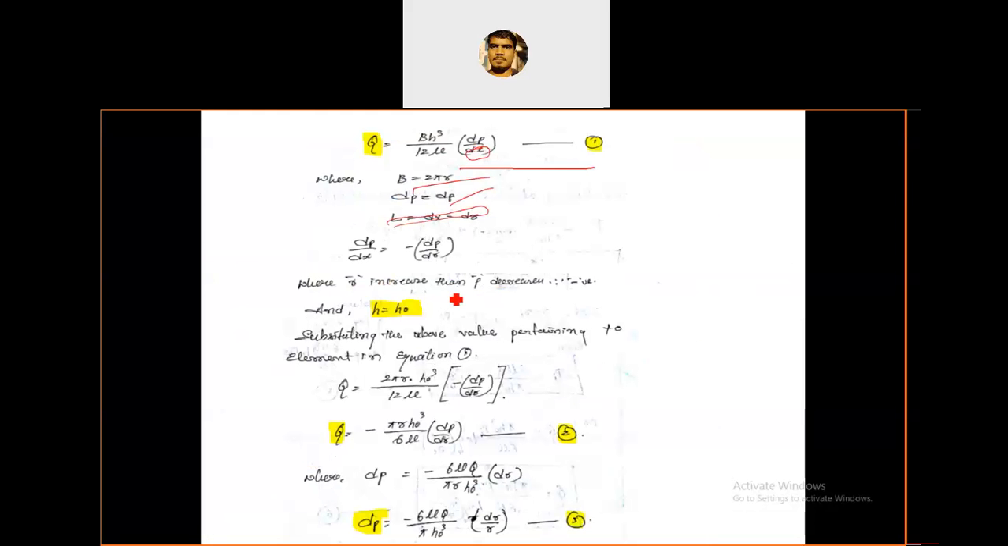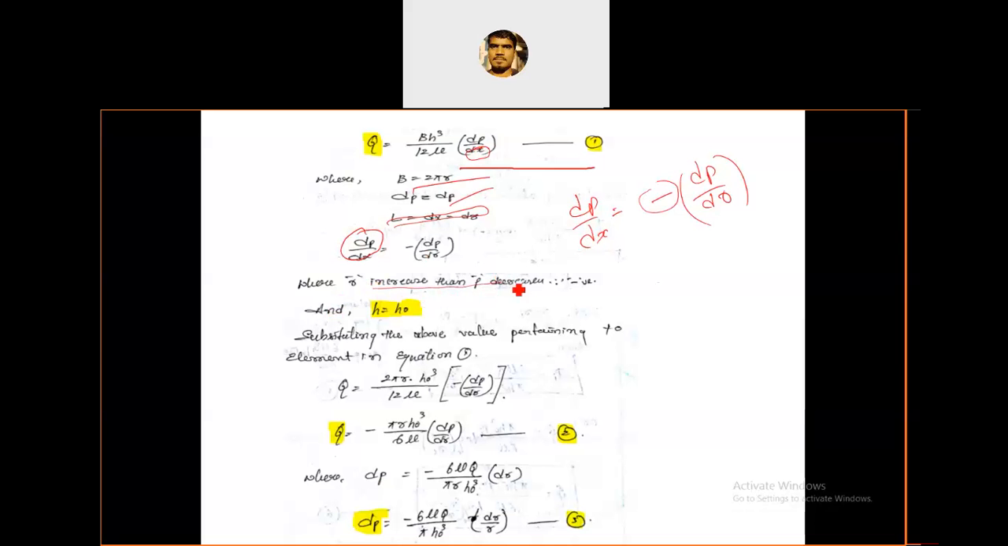Now dP by dx we can replace by minus dP by dr. The value of dP by dx is replaced by dP by dr because it is in terms of r. That's why it should be dr, not in terms of x. Then what is the indication of this negative? Here dP by dx is positive, but I have written dP by dx equal to minus dP by dr. Minus. Why?